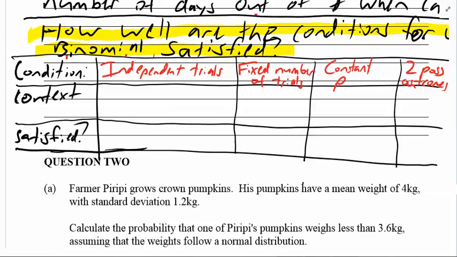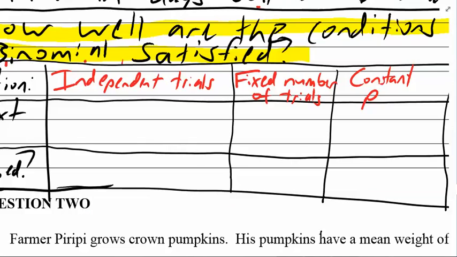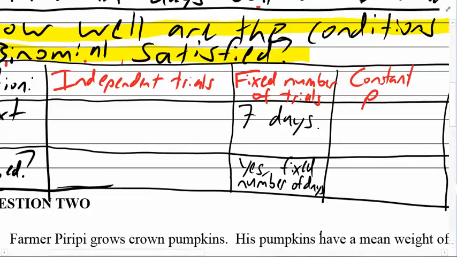Which one of these is probably the easiest one to answer straight away? Well, the fixed number of trials is pretty easy because we're told that there were 7 days. Farmer Greg observed these over 7 days. So I need to say 7 days. And satisfied? Yes. Fixed number of days.